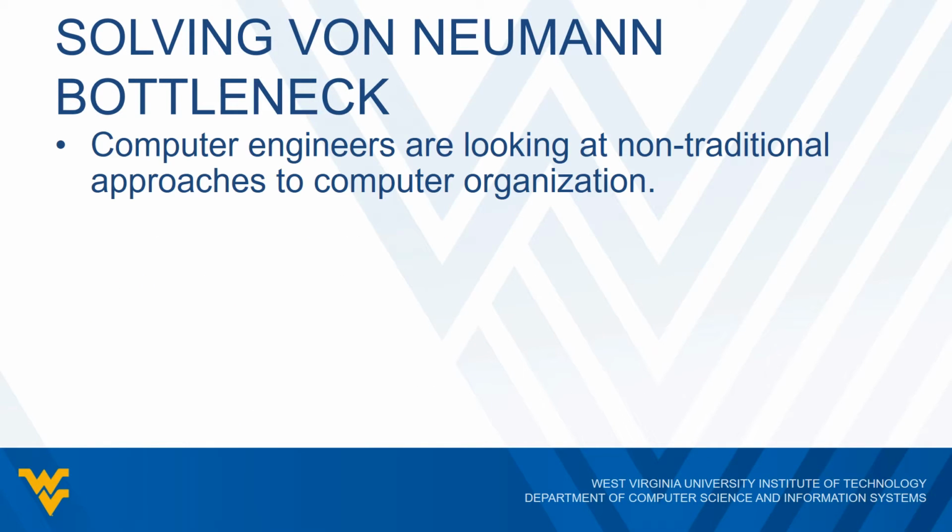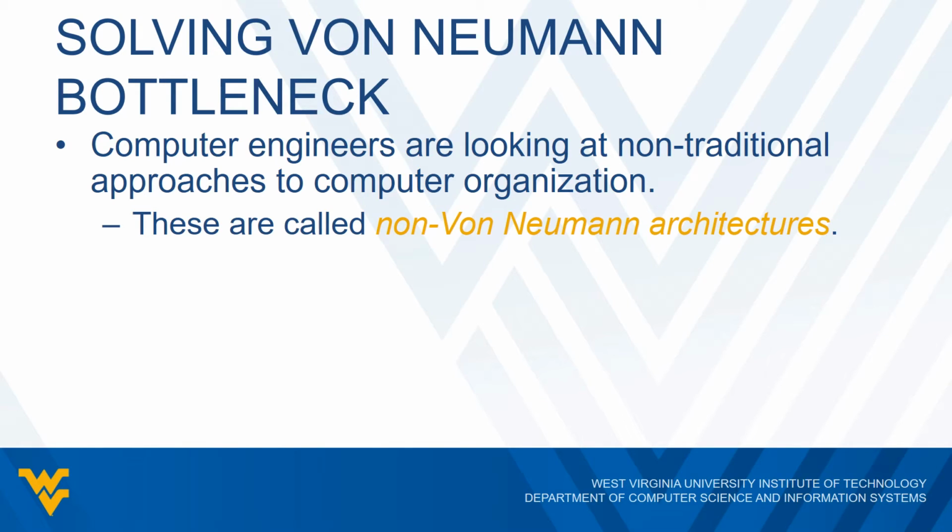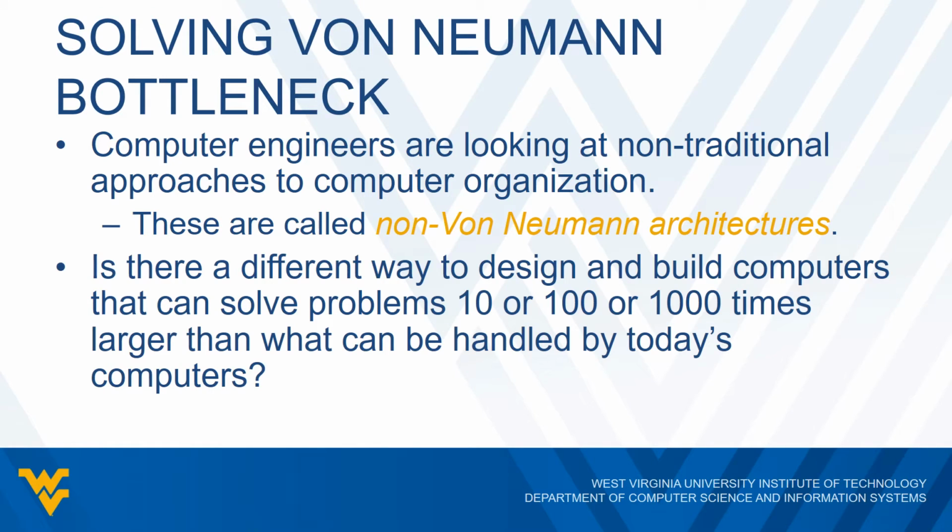To solve this problem, computer engineers are rethinking many of the fundamental ideas that we've been talking about so far about the von Neumann architecture. And they're studying different, non-traditional approaches to computer organization. These types of approaches are what we call non-von Neumann architectures. Basically, they're asking themselves the question, is there a different way to design and build computers that can solve problems 10 or 100 or even 1,000 times larger than what can be handled by today's computers? And fortunately, believe it or not, the answer to that question is yes, there is a different way.